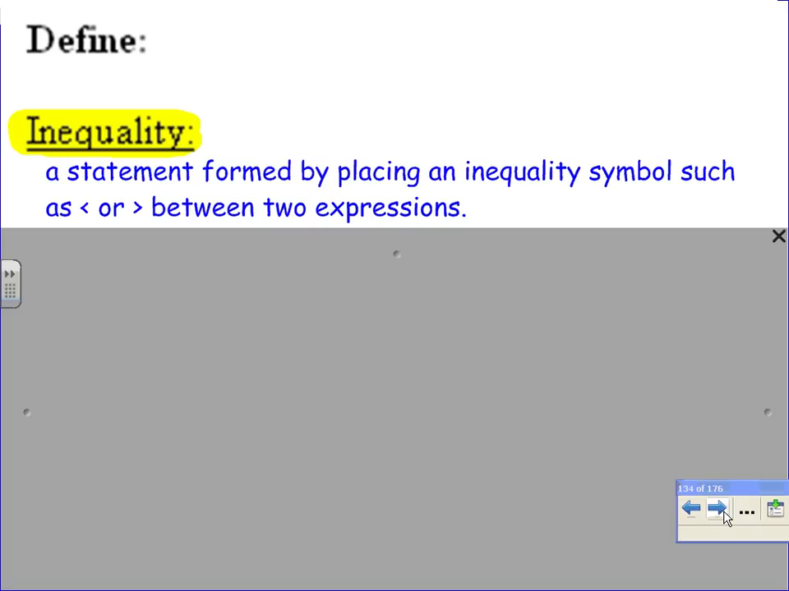So now that we've done our introduction of inequality symbols, let's write down what an inequality is. An inequality is a statement formed by placing an inequality symbol, such as less than or equal to, greater than or equal to, between two expressions. So an inequality is very similar to an equation, but we are replacing the equal sign with less than or equal to, greater than or equal to.